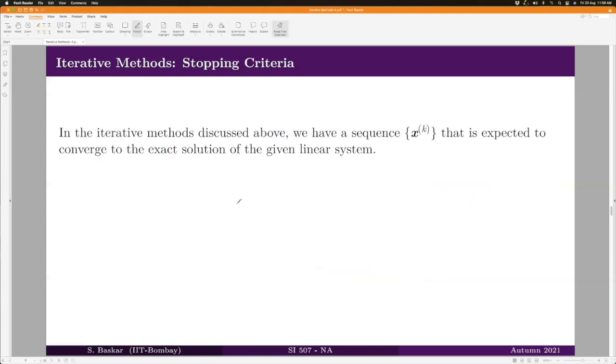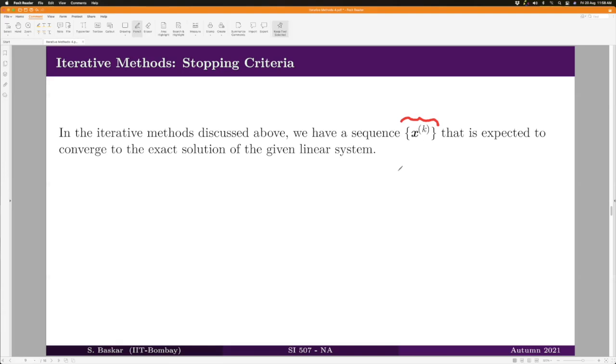The next concept that we are interested in is the stopping criteria. In the iterative methods discussed so far, we see that a sequence of vectors is generated by these methods, whether it is the Jacobi method or the Gauss-Seidel method or any other method which we did not discuss. As long as it is an iterative method, it generates a sequence of vectors that is expected to converge to the exact solution of the given linear system, right? It may not happen in general, but our wish is that the sequence should converge.